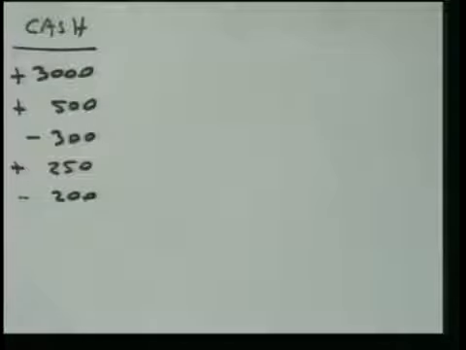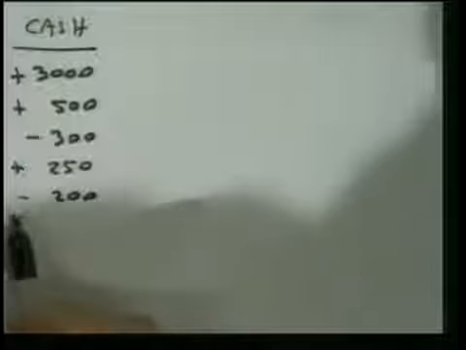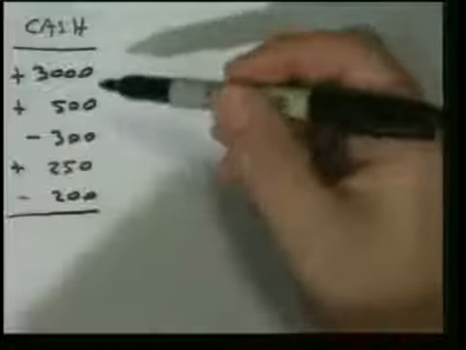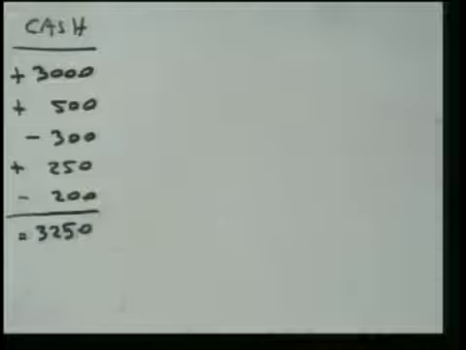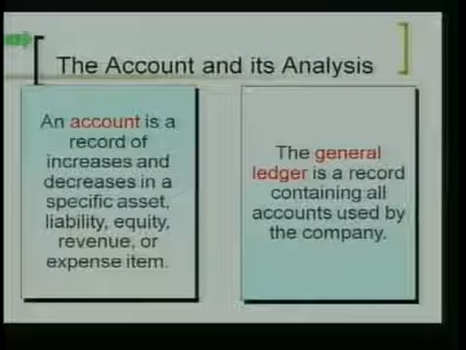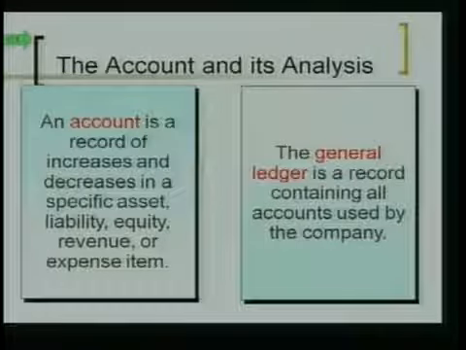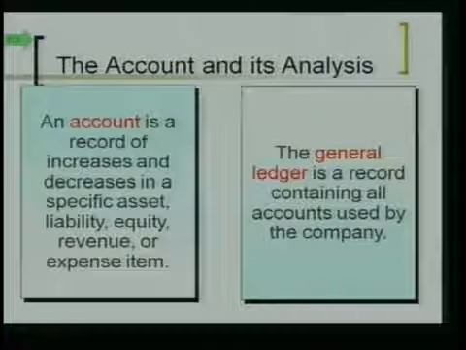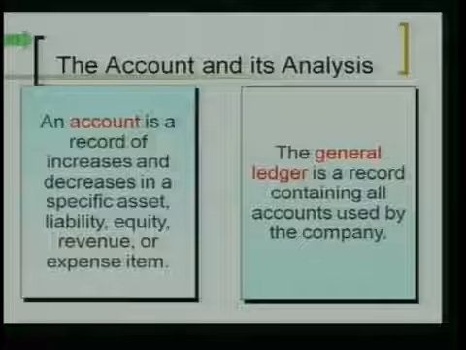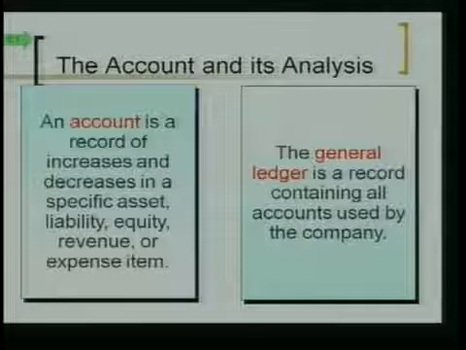We did that in chapter 1. And of course, we could figure out the balance of that account, couldn't we? What is the balance of that account? 3250? I think you're right. 3250, yes. That is an account. Going back to this, it's a record of increases and decreases, in this case, cash, but we could do that for every account, correct? Now, we'll come back to that in a second, but what is a general ledger?